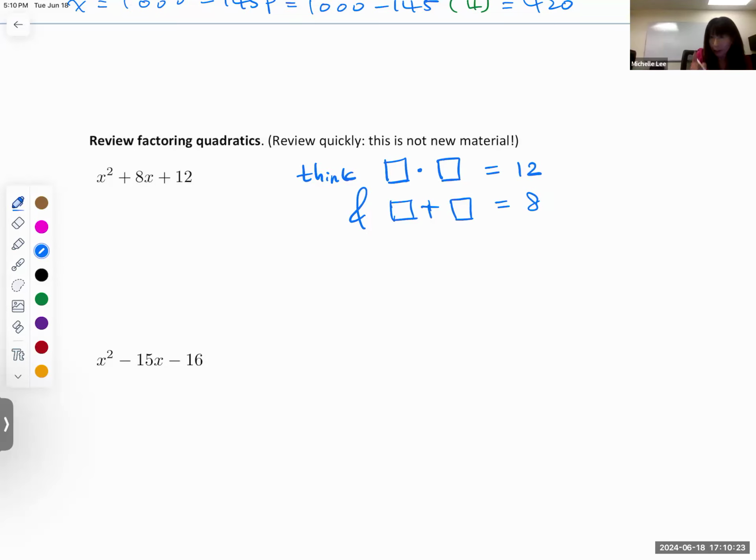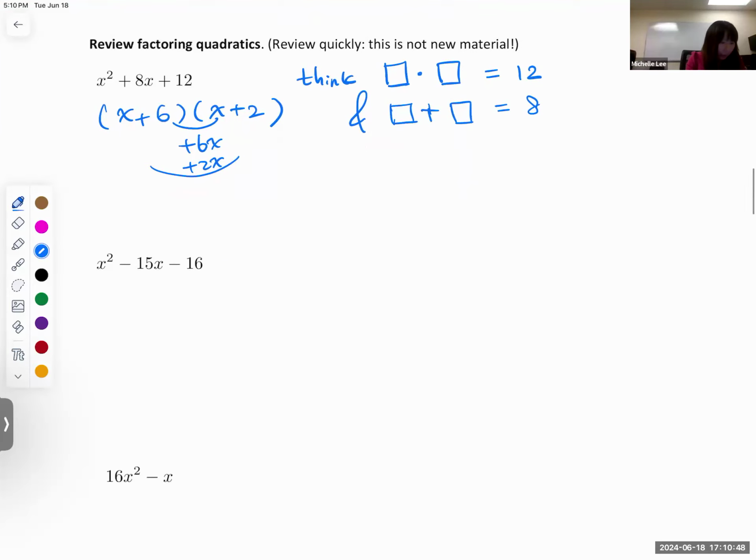Okay, that is a 6 and 2, right? So we have x times x, which is x squared, and then 6 and 2. So 6 and 2 means positive, positive, right? So let's check always. Check it out, right? So positive 6x, positive 2x to make 8x, right? Very good.